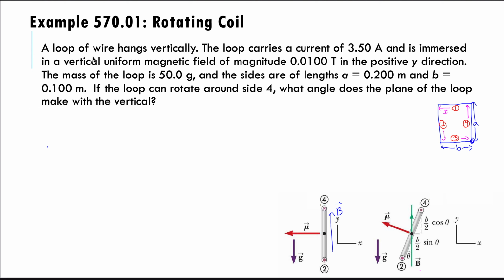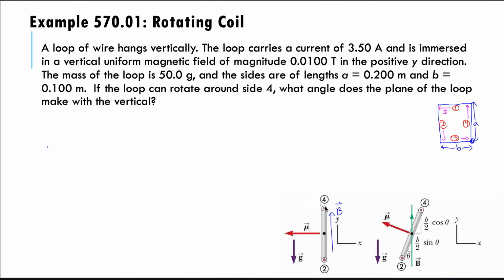The problem says that we have a loop of wire hanging vertically, it's carrying a current, and it's immersed in a vertical uniform magnetic field. I have drawn the loop here, as viewed from the front with the 4 sides and the current going counterclockwise.